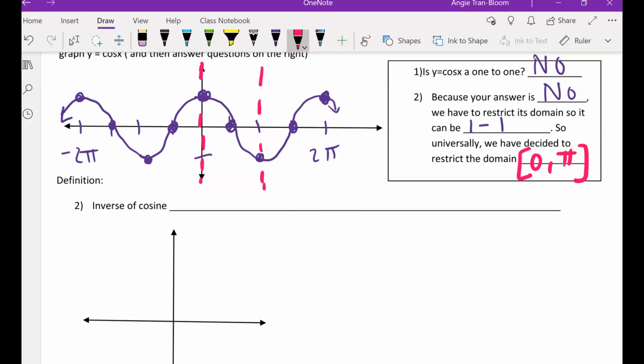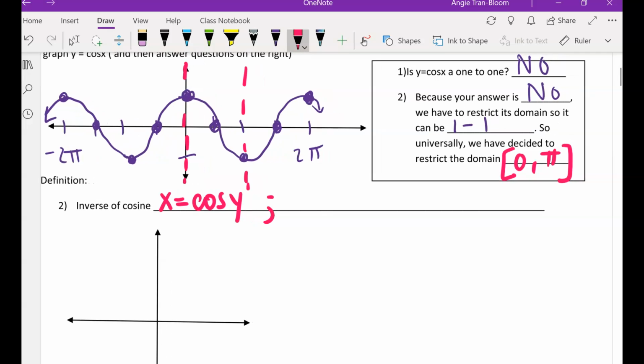So inverse of cosine, as you know, all we do is normally just switch y and x. Then we have to solve for our variable y. So we will compose both sides with the inverse of cosine. So cosine inverse of x equals y, which notation-wise we write as f to the -1 of x.